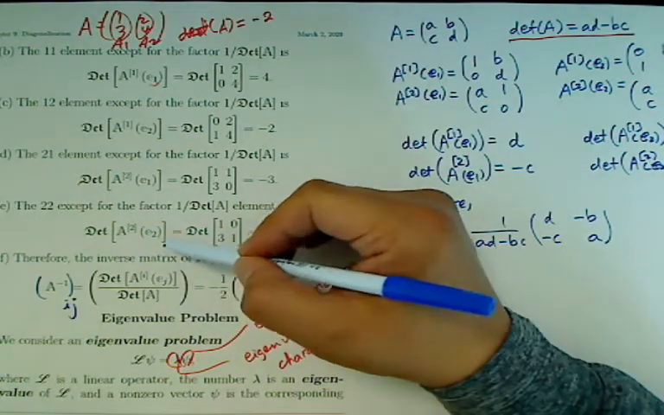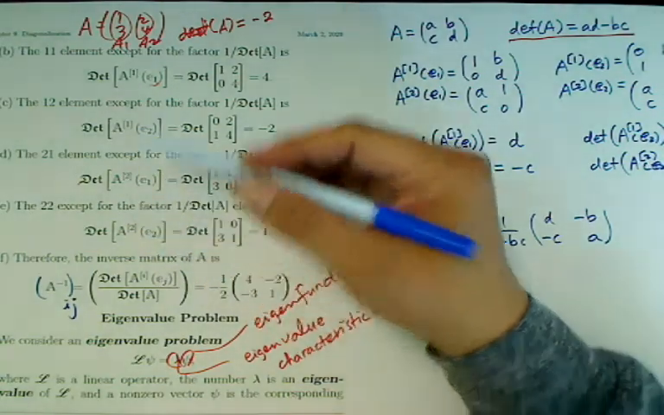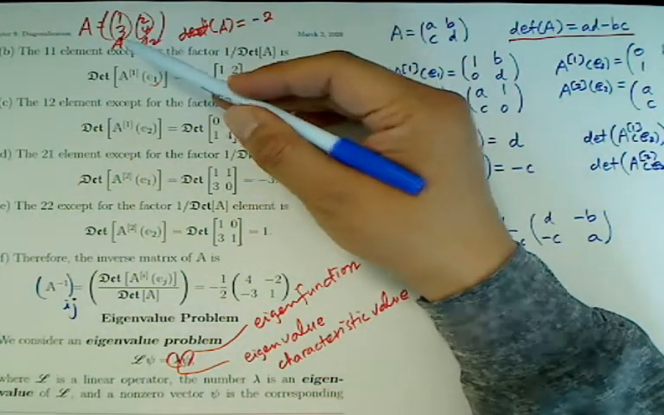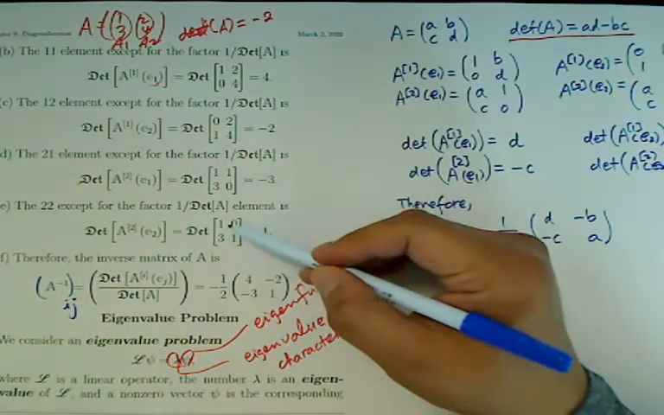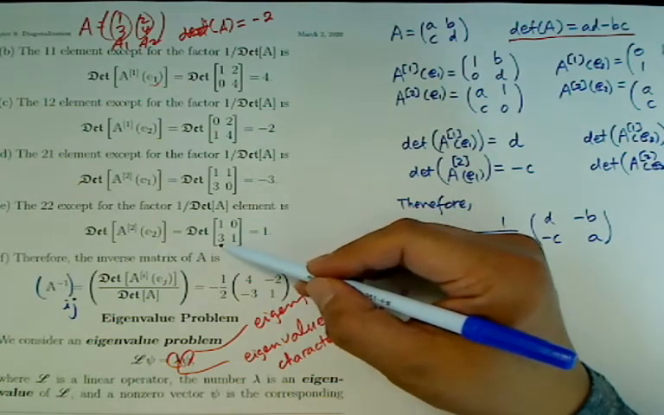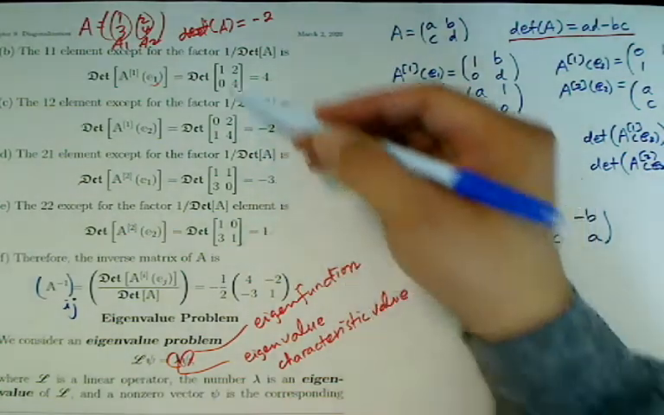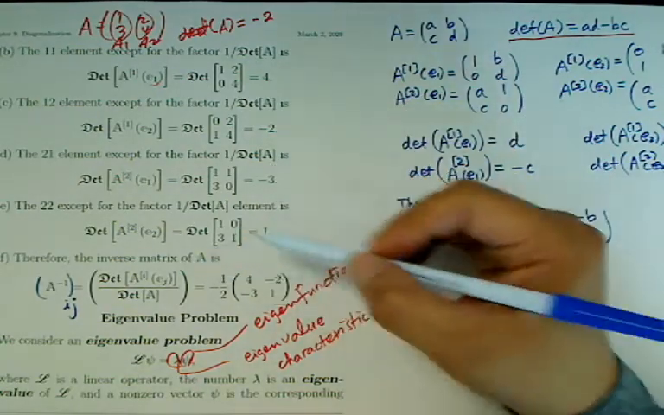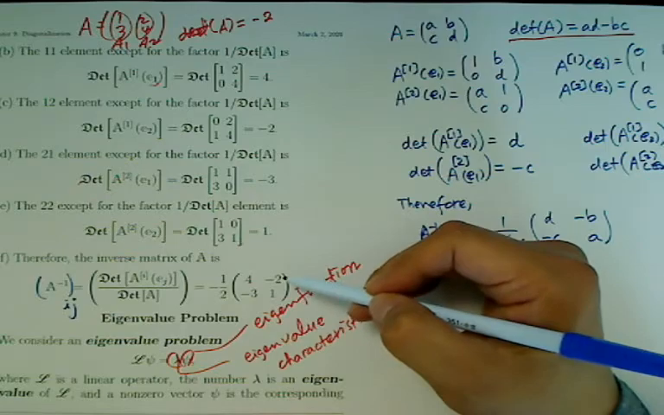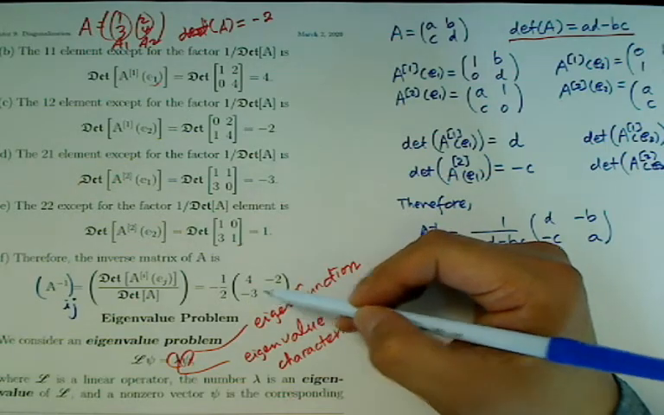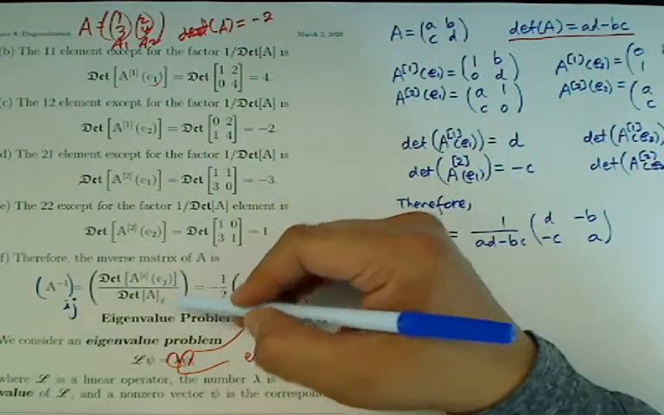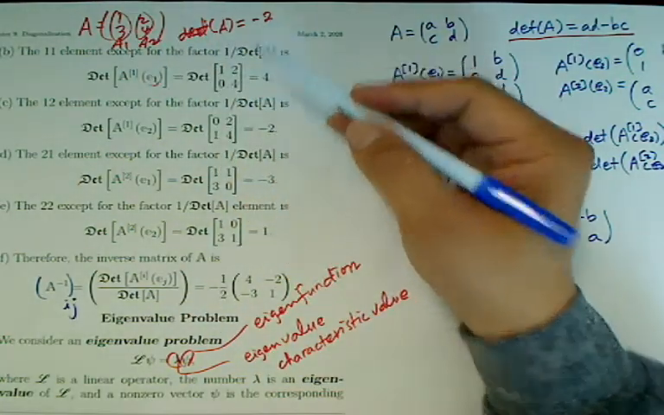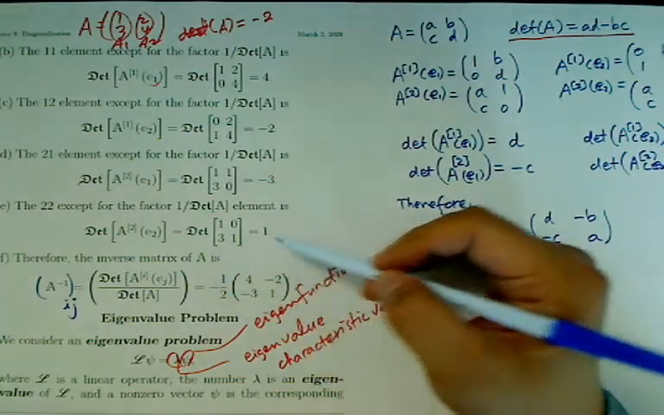2 2: the second column is replaced with E2, and the first column is invariant. And the determinant is 1 minus 0, which is 1. If I copy these four numbers in the right places, 1 1, 1 2, 2 1, 2 2, and then multiply by the reciprocal of the determinant, that is minus 2, I have this result. This is the answer.